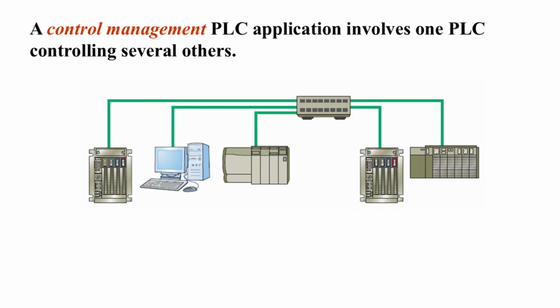A control management application involves one PLC supervising several other PLCs. In this setup, the main PLC coordinates the activities of multiple subordinate PLCs, each handling different processes. This hierarchical structure allows for distributed control, greater scalability, and easier troubleshooting in large systems.